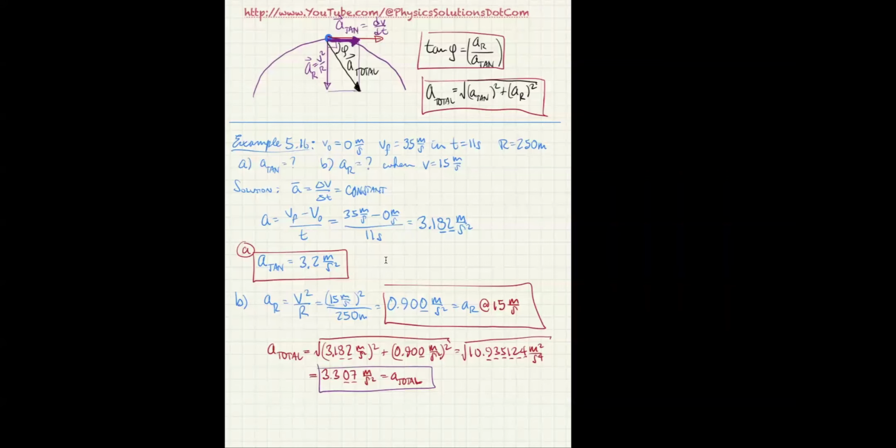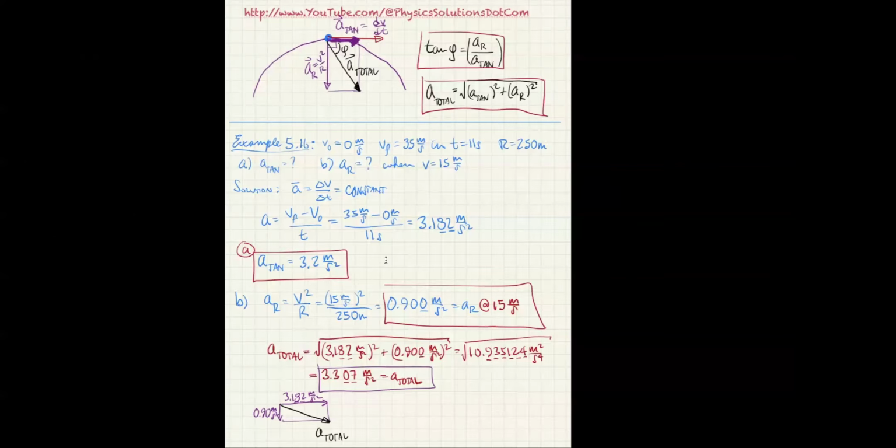And additionally, I might want to find out what the angle is. So what we found was the radial one was 0.9. So I'll make that kind of small and I'll draw it this way. 0.90 meters per second. And then the other one was kind of big. It was 3.2 something. So this is 3.182 meters per second. So completing the parallelogram, we get the final vector. A total is this one.